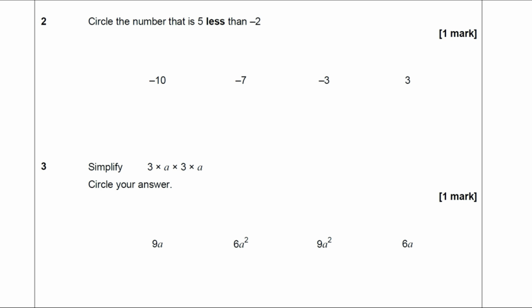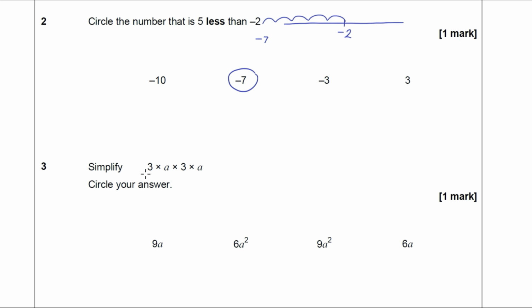Circle the number that is 5 less than minus 2. If you have a number line, and you have minus 2 here, 5 less than minus 2 means you need to jump 5 times to the left. So it's minus 2 and then jump 5 times, you will get minus 7. So this is it. Let's go straight to number 3.